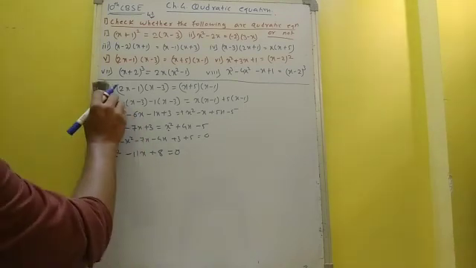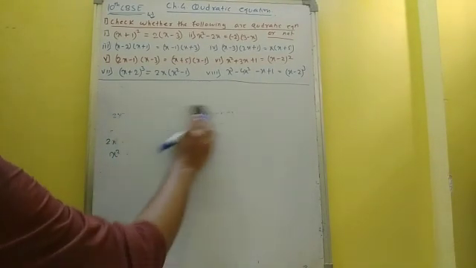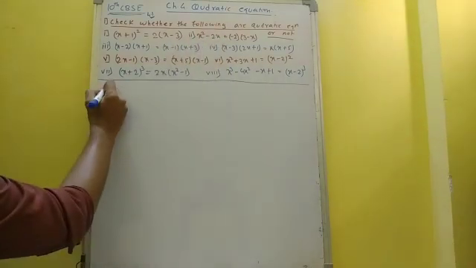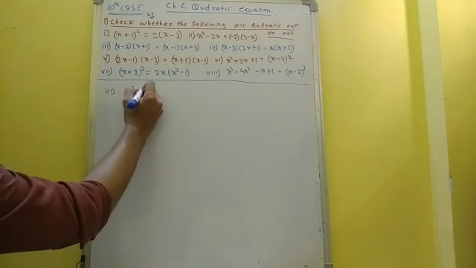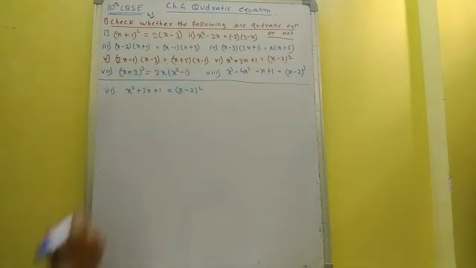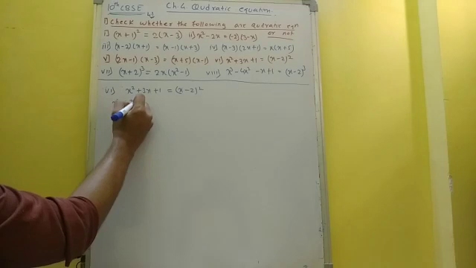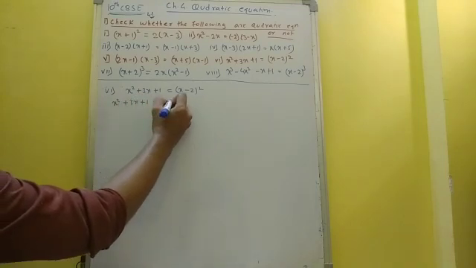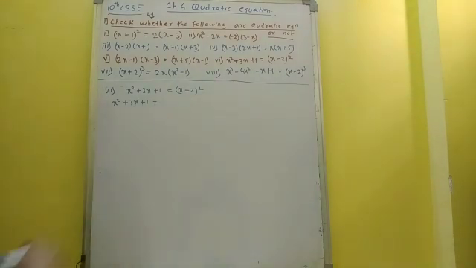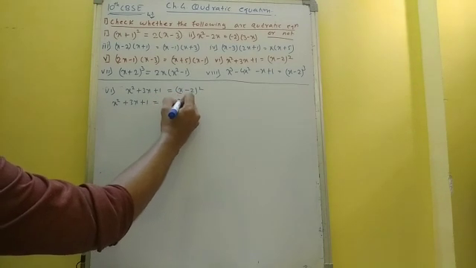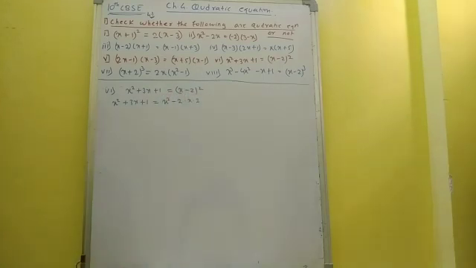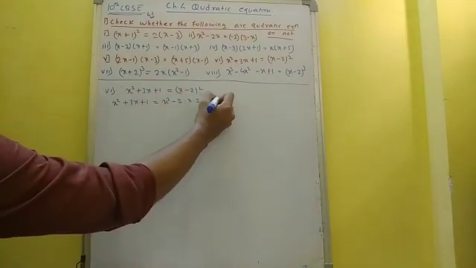Now I will do the sixth one. Okay, what is the sixth question? Sixth question is x square plus 3x plus 1 is equal to x minus 2 the whole square. So x square plus 3x plus 1 is equal to a square minus 2ab. See, I will write the formula for you all. A minus b the whole square. So a square minus 2 into a into b, dot over here is multiplication, plus b square.